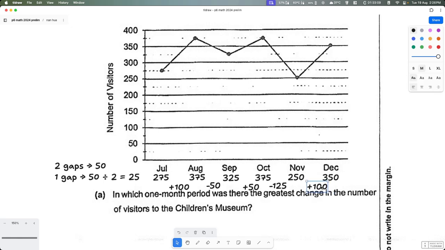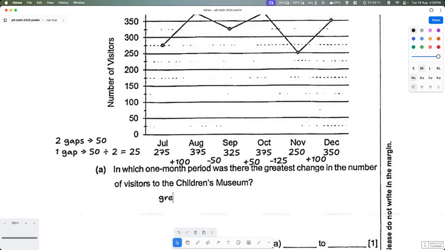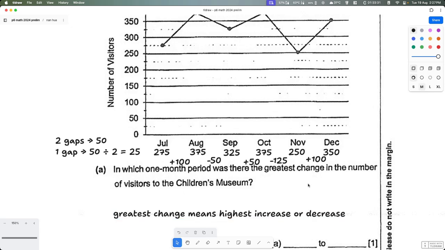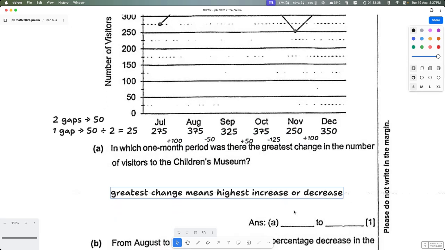So greatest change means either plus or minus. So greatest change means highest increase or decrease. So for this, what is the highest increase or decrease? In this case it is October to November, 125. So the answer to this is October to November.